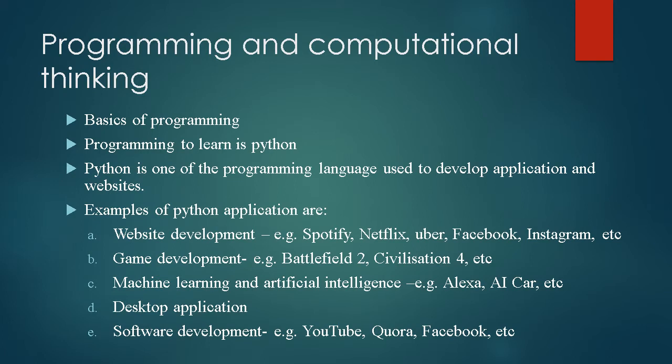Desktop application. Likewise, on your mobile phone you have apps. Same way we have desktop applications on your desktop PC or laptop. This is nothing but a desktop application like your calculator. So these things can be created using the Python programming language. Another application is software development like YouTube, Quora, Facebook. These are some of the examples of software development. So in order to develop these things we need to learn some programming language. So we'll be learning some basics about Python, how to code, how to develop the apps. These are the things we'll be learning in this unit.